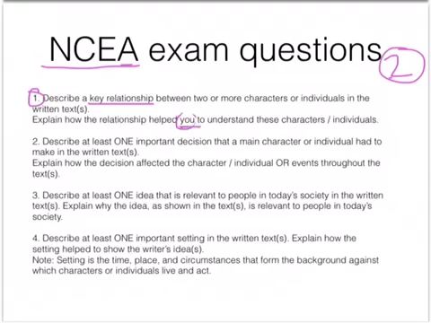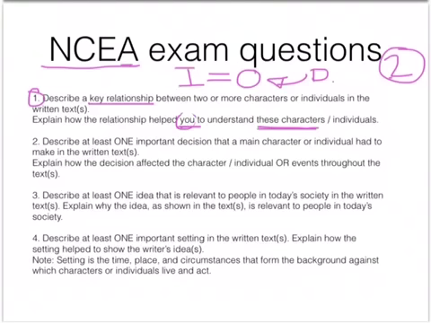Okay, so having a look at number 1: describe a key relationship between two or more characters and explain how you understood these characters better. So I think the key relationship I would look at is probably between Iago and Othello. Of course, you can then bring Desdemona in as well.